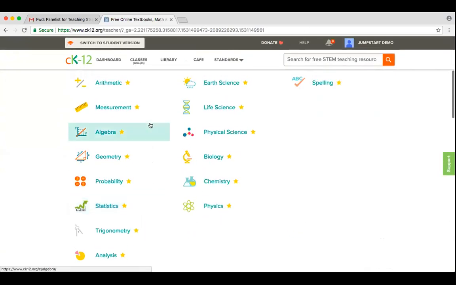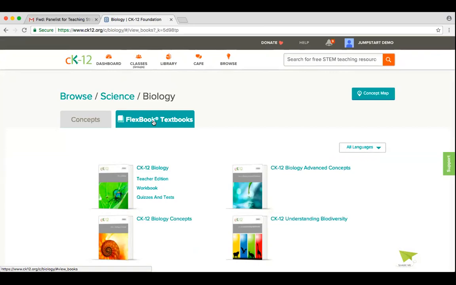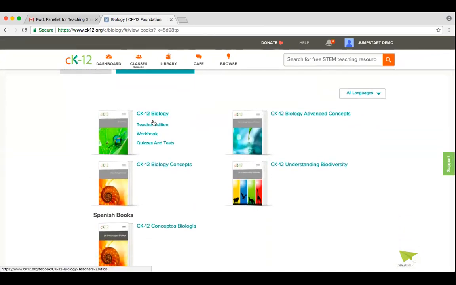I always love my biology book. I think it's a great book. Remember, once I click biology, if you haven't done this yet, you're going to want to click from concepts over to FlexBook textbooks. This is where we'll find the variety of biology books. That's perfect, Carl, because somebody was asking where they can find Spanish translated books on our site, and I'm seeing one right there. Yes, we offer a variety of biology books, and the Spanish books are available underneath the English books here. We can see CK-12 Conceptos, Biología, listed here. Once again, that is a Spanish book translated by a native speaker or several native speakers.